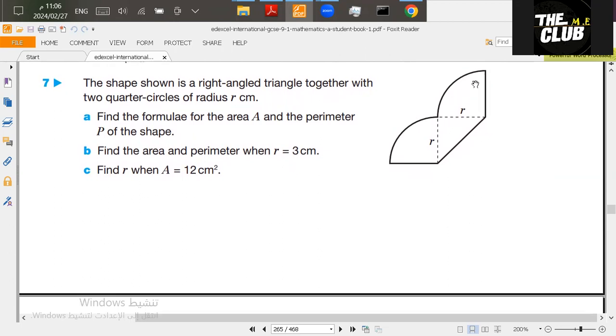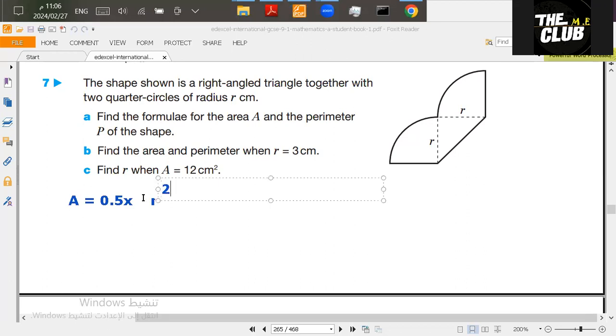We see a quarter of a circle here, another quarter of a circle, and we have a triangle here, which has a base and a height of r. Okay, so it means the area will be what? Very good. Will be the area of half a circle plus the area of the triangle. So the area of half of the circle will be, as we said, half pi r squared. So half multiplied by pi r squared.